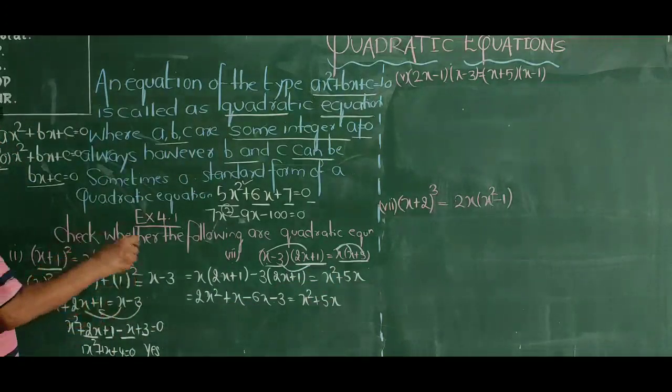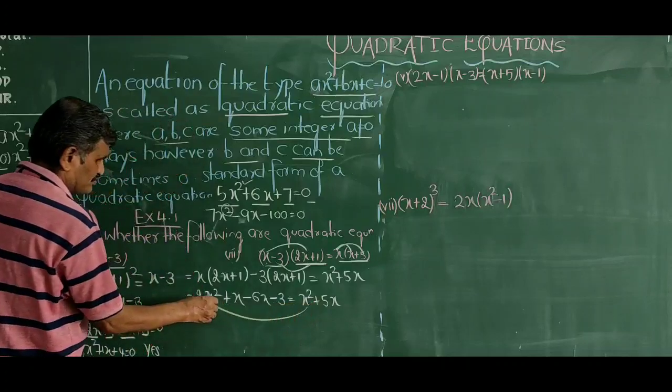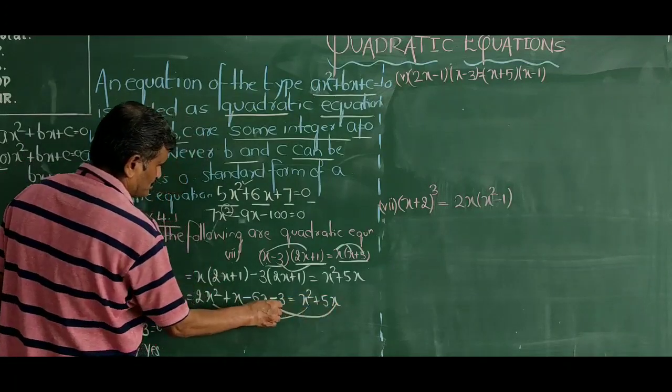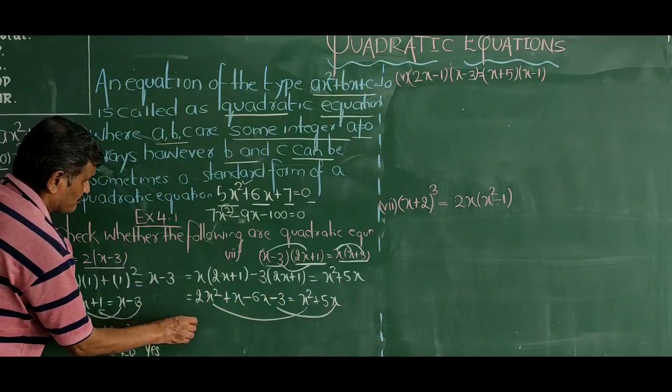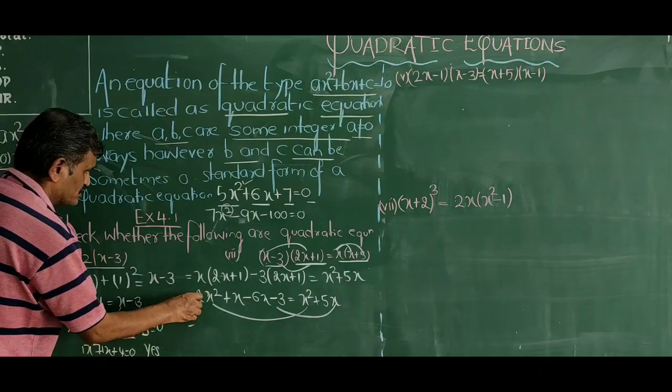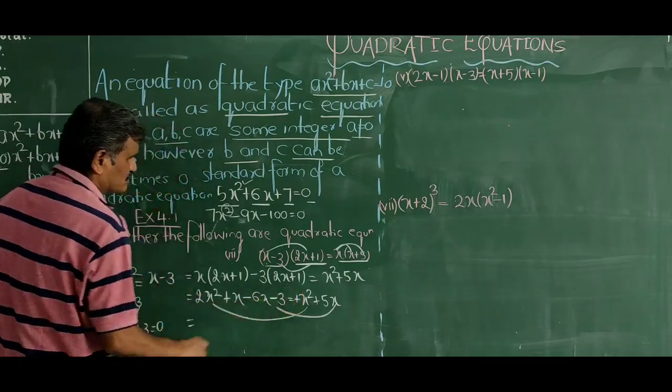Now if I transpose it to the left side, let us see what results I am going to get. See, this is 2x square and this is plus x square.